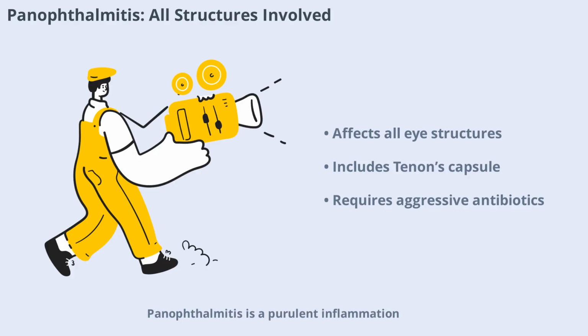Panophthalmitis is a purulent inflammation affecting all structures of the eye, including the outermost layers like Tenon's capsule. This condition is extremely serious and can lead to loss of the eye if not treated promptly. Aggressive antibiotic therapy is the mainstay of treatment, aiming to control the infection and limit damage.